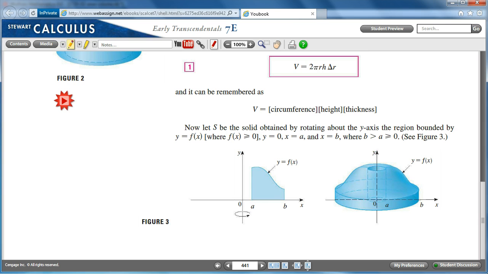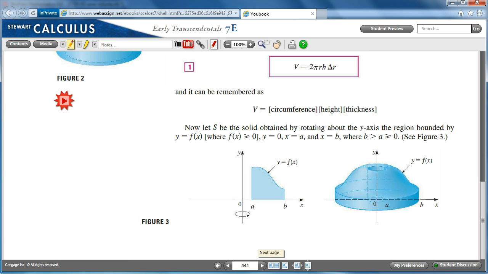Let's consider the first picture. This is a 2D figure given by y equals f of x between x equals a and x equals b above the x-axis, and rotated with respect to the y-axis. Consequently, we get some picture like this with a hole. Now, how do we find out the volume, or how do we represent the volume of this solid as a definite integral? That's the question here.